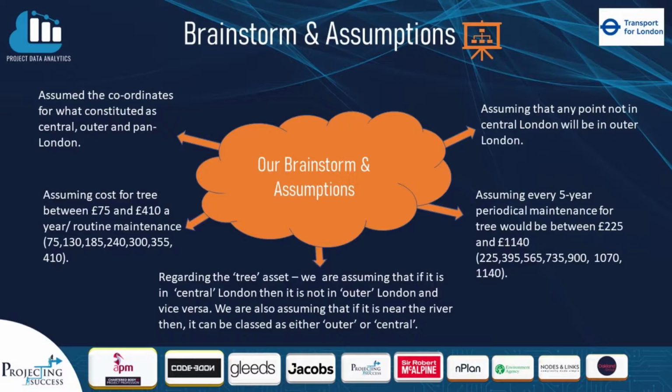We had to assume the points which enclose floodplain, central, outer and pan London in the risk data. We assumed central London is enclosed by Notting Hill, Kensington Park, Southend, Wandsworth, Hackney Central. We made some assumptions that maintaining a tree would cost between £75 and £410 per year, and every fifth year between £225 and £1,140 depending on size.